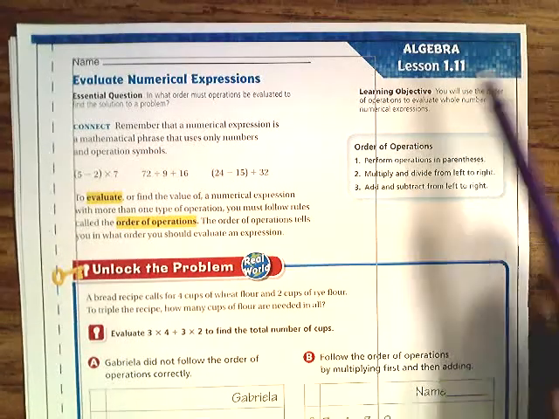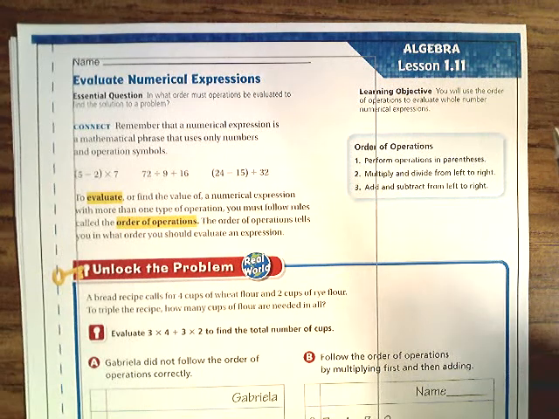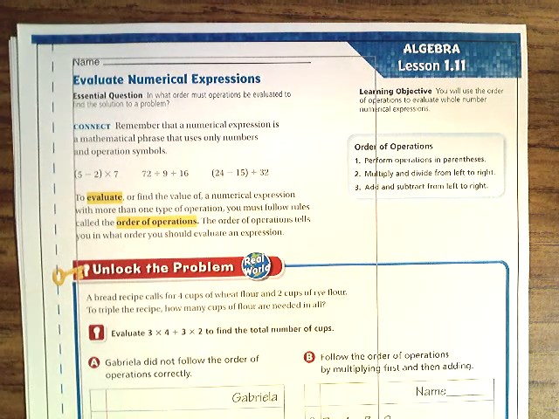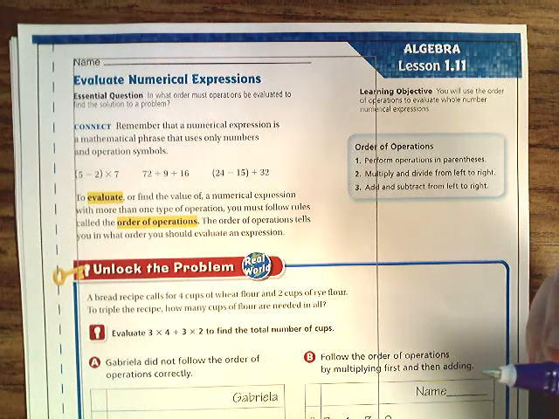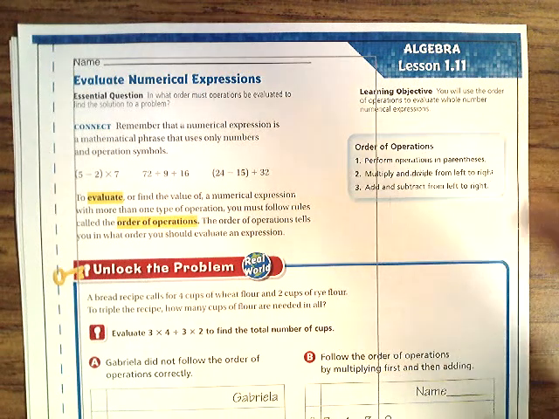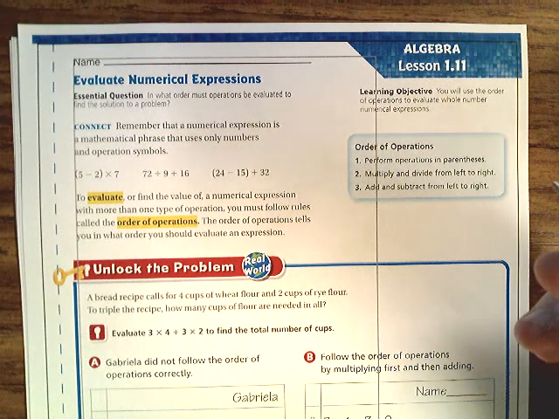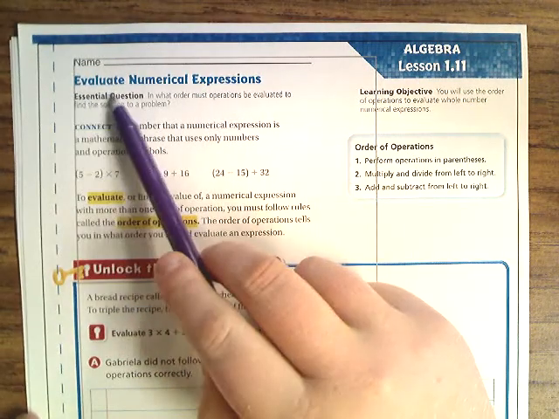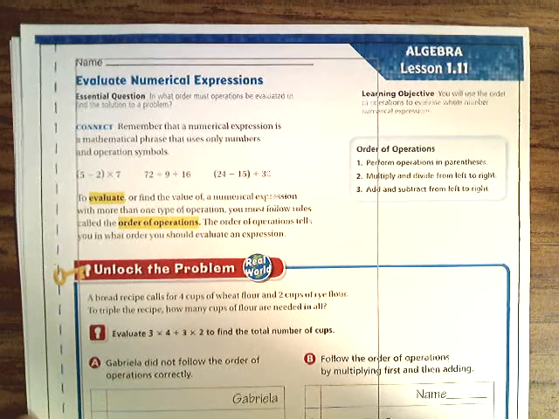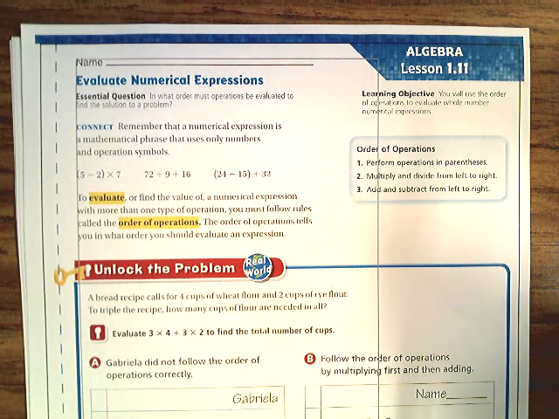So in lesson 1.10, we actually looked at numerical expressions, right? And numerical expressions use operation symbols, and they typically have multiple numbers, and there's no equal sign, okay? Now, today, we're going to be evaluating numerical expressions. Now, that's the big word there. People see the word evaluate, and they freeze up and panic. All evaluate means is to solve, okay? It's a fancy word for the word solve. You're going to solve the problem. You're going to find the answer for me, okay?